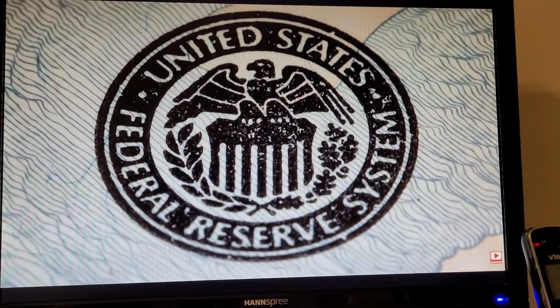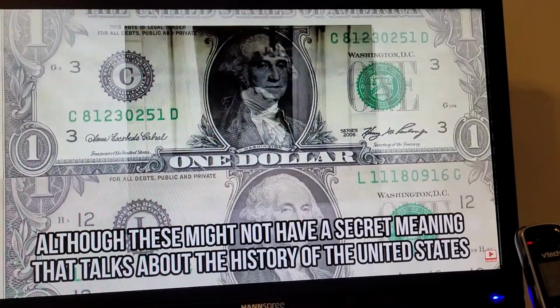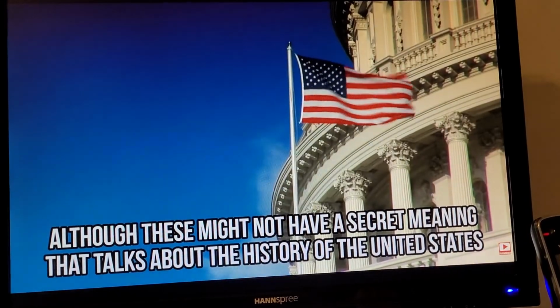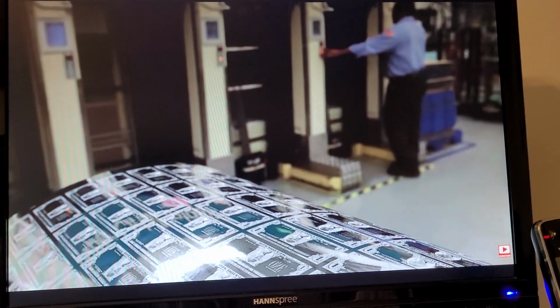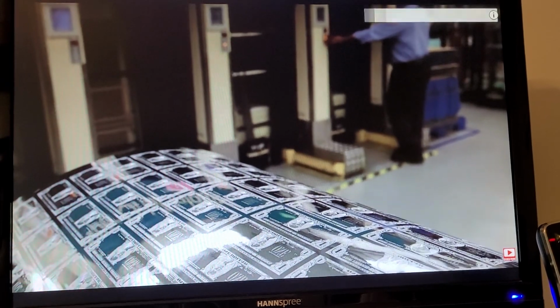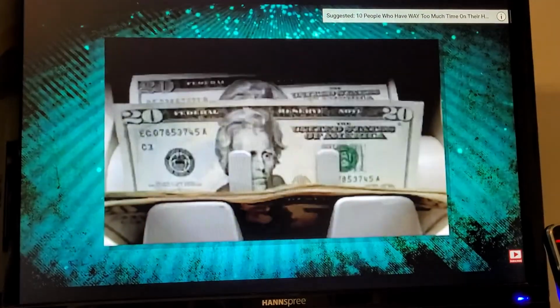Check your other bills, and you might see that these letters aren't all the same. Although these might not have a secret meaning that talks about the history of the United States, they can tell you exactly where every single bill was printed. Pretty cool, right? As you might know, there are 12 different U.S. Federal Reserve Banks, which are responsible for printing money.